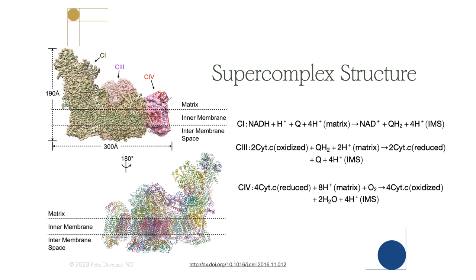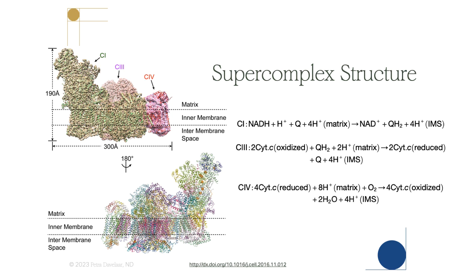Complex 1 transfers 2 electrons from NADH to ubiquinone and simultaneously pumps 4 protons from the mitochondrial matrix to the intermembrane space in a single cycle. Complex 3 transfers 2 electrons from ubiquinol to 2 cytochrome C molecules while pumping 2 protons from the matrix to the intermembrane space. Complex 4 delivers 4 electrons from 4 cytochrome C molecules to 1 oxygen molecule, forming 2 water molecules and pumping 4 protons into the intermembrane space at the same time. Note, this is where we synthesize metabolic water.